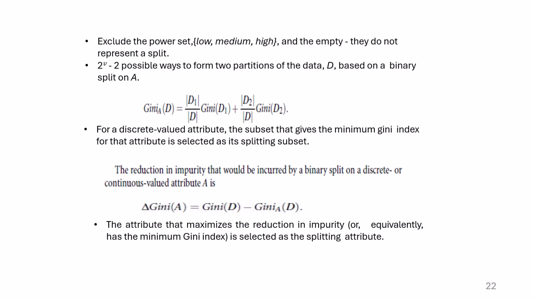As per the following equation, we can find the Gini index. For a discrete valued attribute, the subset that gives the minimum Gini index for that attribute is selected as its splitting subset. The reduction in impurity that would be incurred by a binary split on a discrete or continuous valued attribute A is Gini of A equals Gini of D minus Gini sub A of D. The attribute that maximizes the reduction in impurity is selected as the splitting attribute.